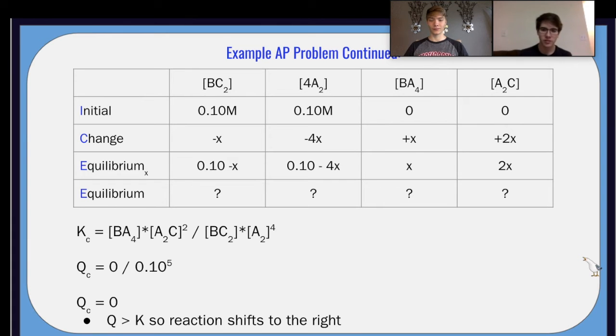Right off the bat, it is always important to make an ICE table, and in this case, I have an ICE table. It's always good to figure out which way the reaction is going to move. To figure that out, I need to know the initial concentrations. You'll notice that my initial concentrations look a little different.